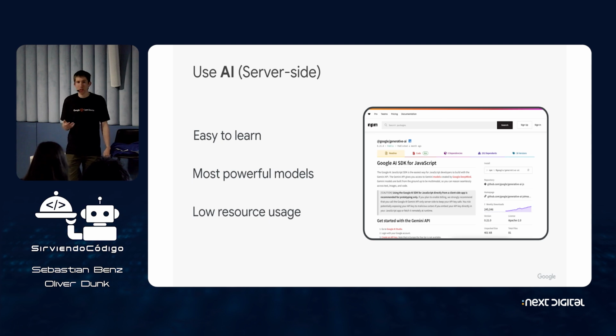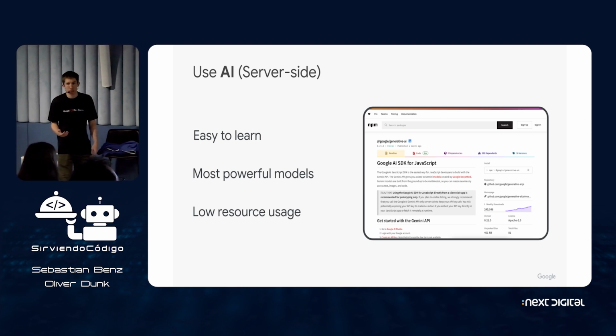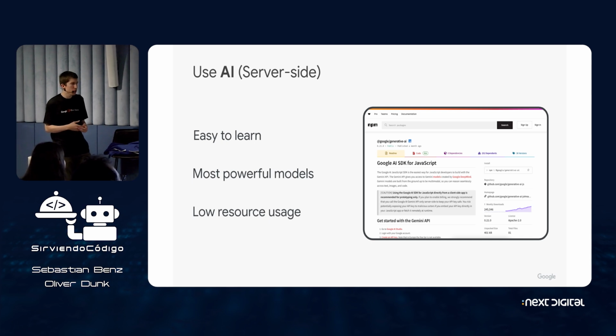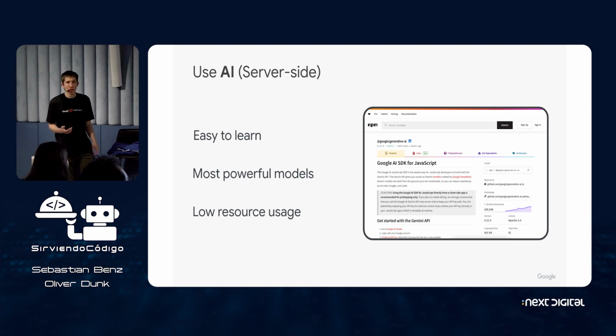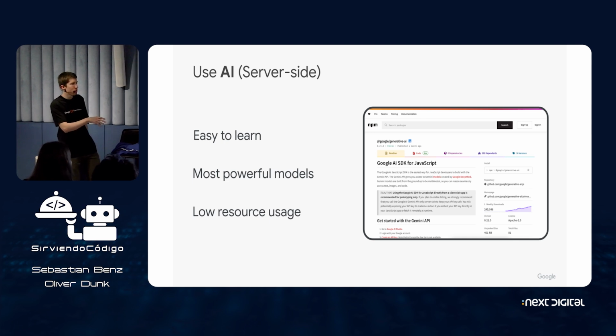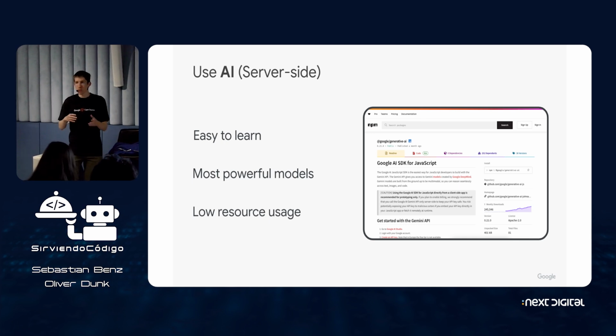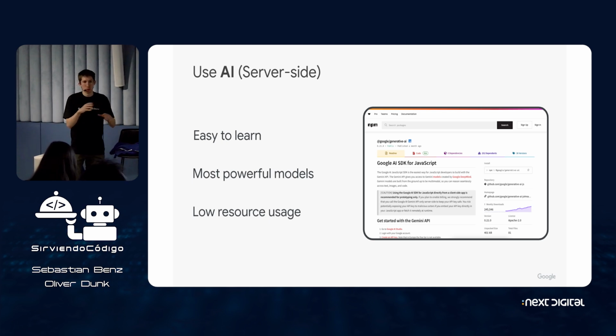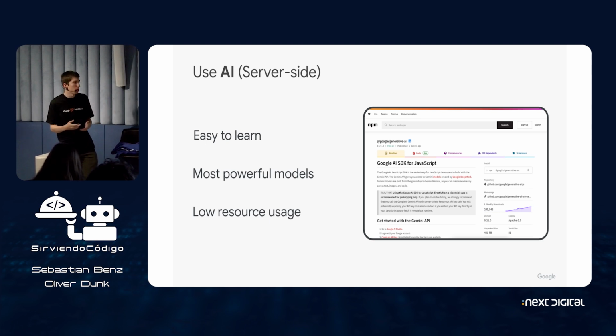There are SDKs that can help you with this. So this is one of the SDKs that we have for interacting with Gemini. And there are a few benefits with this approach. First of all, it's really easy to learn. If you've ever called an API or used a library before, then you have all of the skills to do this. You can access the most powerful models. So even multimodal models are available. And with some of the built-in APIs right now, that's mostly text-based. But with these server-side models, we can do a lot more.